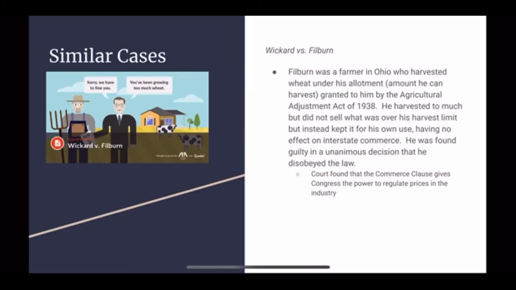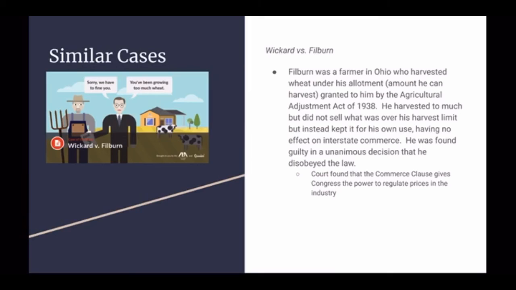Another similar case was Wickard versus Filburn. Filburn was a farmer in Idaho who harvested too much wheat and kept the excess wheat for himself in an attempt to not disobey the Agricultural Adjustment Act of 1938. And that act allowed him to harvest and sell his wheat.